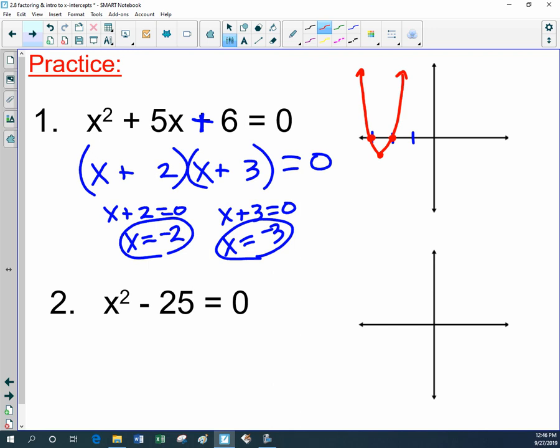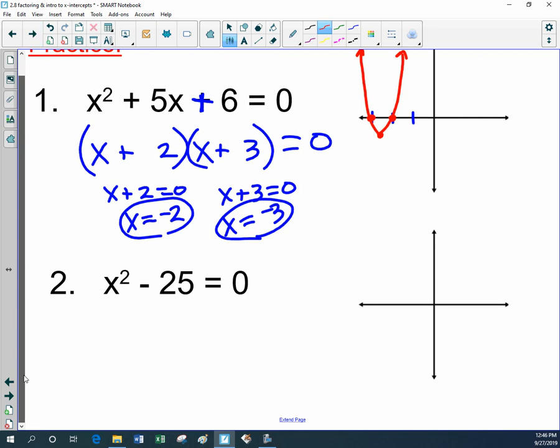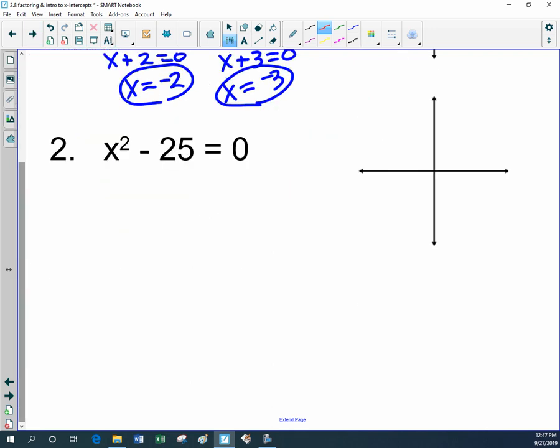Okay, next example, x squared minus 25. This is our special case. What is it called? Difference of perfect squares. So what times itself is x squared? X. What times itself is 25? 5. And the signs are opposite. One's positive, one is negative.